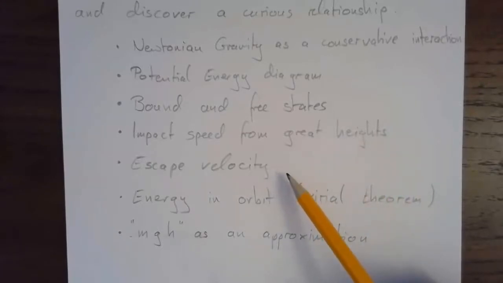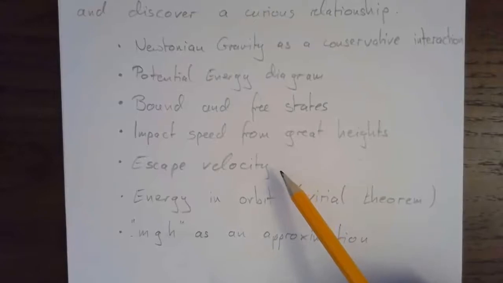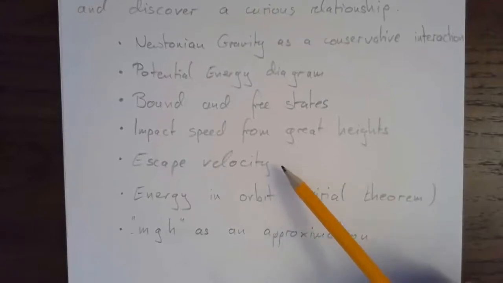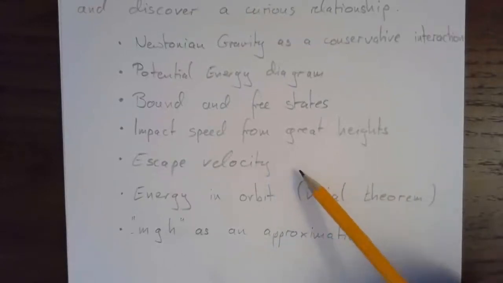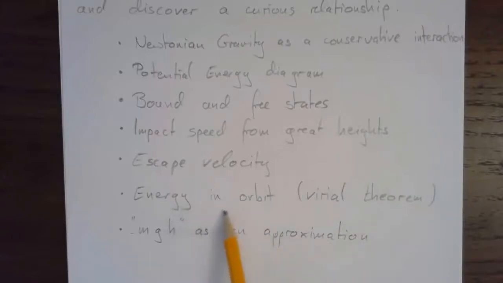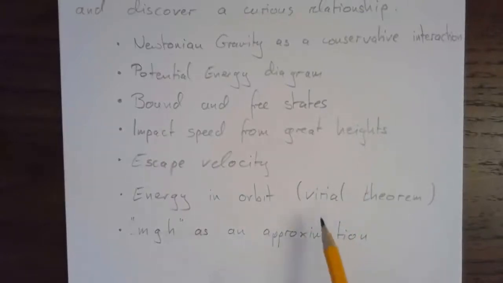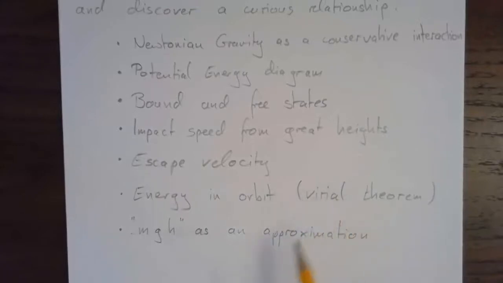We'll talk about the concept of escape velocity. That's if you want to leave the planet, say in a single jump, how fast would you have to jump? We'll talk about energy in the case of orbiting objects, and this little theorem we're going to derive, or a very special case of this more general theorem. It's called the virial theorem, and we'll see what that is. It's kind of a curious relationship between the potential and kinetic energy.